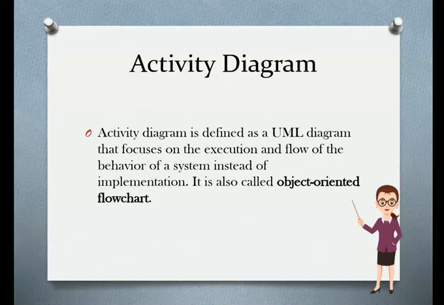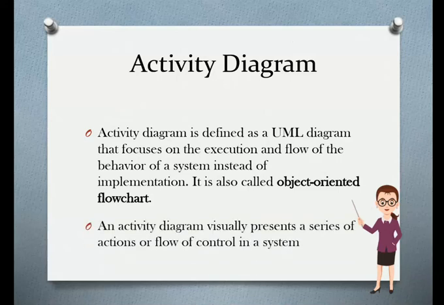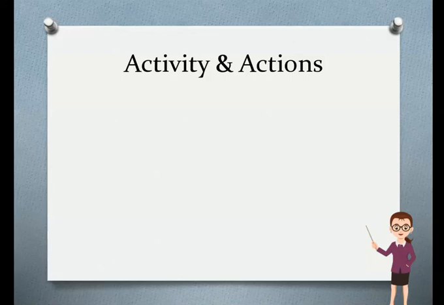to activity. An activity is an ongoing automatic execution, and ultimately it results in some actions, and those actions encompass calling other operations. An activity diagram visually presents a series of actions or a flow of control in the system, and that's why activity diagram is also known as the flowchart of unified modeling language. Activity diagram includes activities and actions.